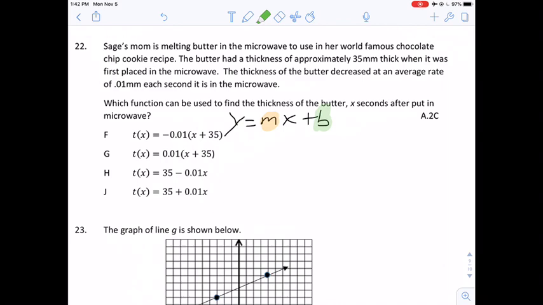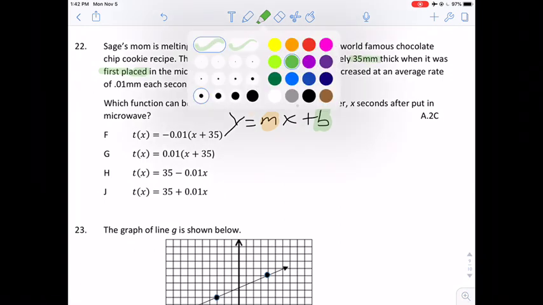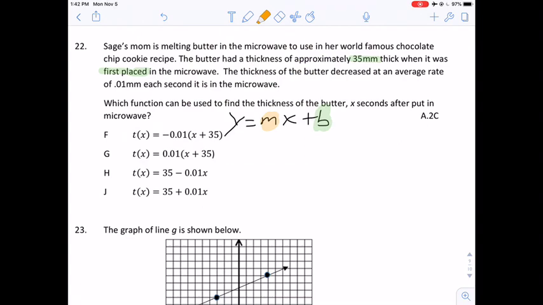So let's begin. The butter has a thickness of approximately 35 millimeters when it was first placed. So when it was first placed, the thickness was 35 millimeters. That looks like a b. Let's see if I can find something that talks about the rate. The thickness of the butter decreased at an average rate of 0.01 millimeters. So it was the rate of 0.01 millimeters, and it was decreasing, meaning that it needs to be negative.